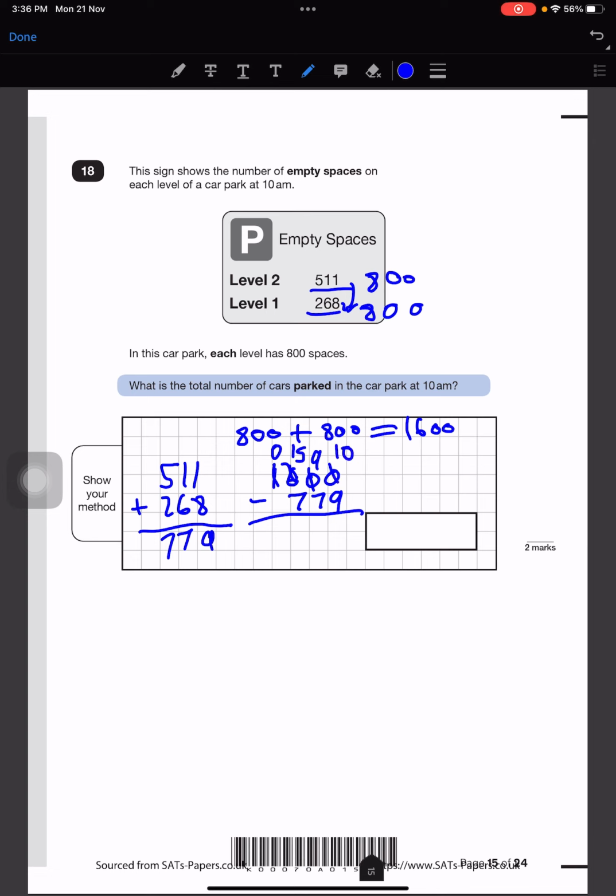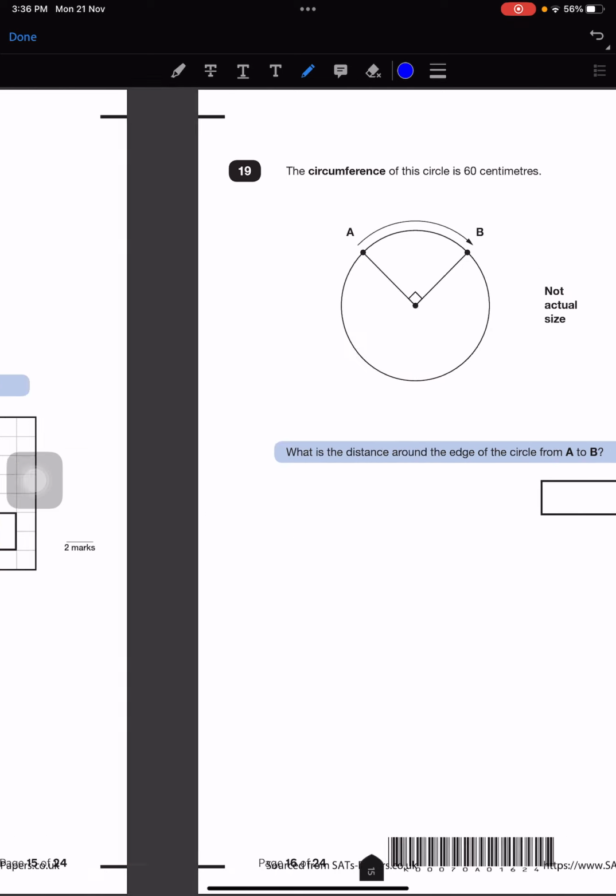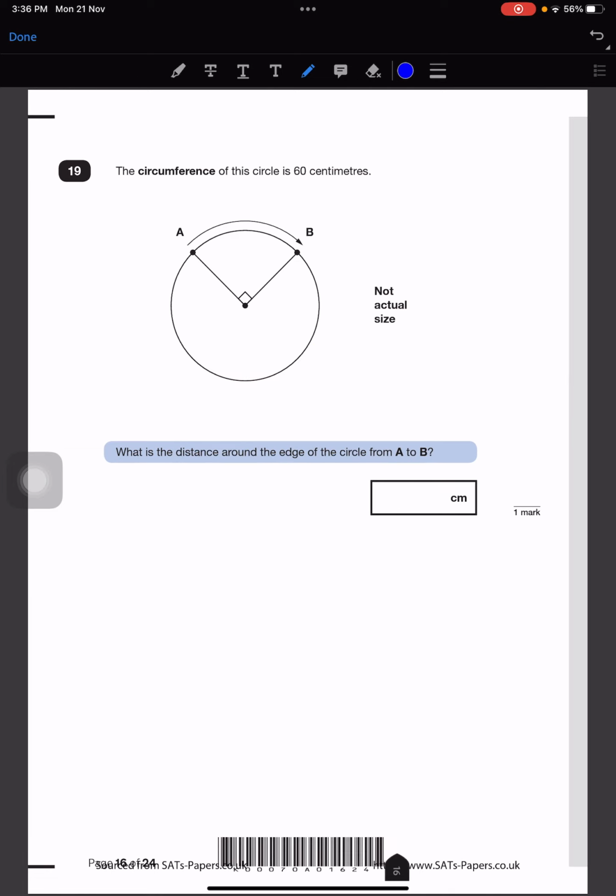So 10 minus this will be 1, and then 9 minus 7 is going to be 2, and then 15 subtract 7 is going to be 8, and this will be 0. So this is our answer. Okay, done. Next.